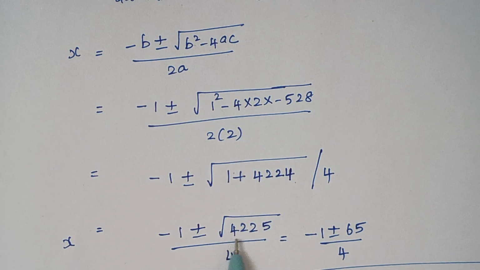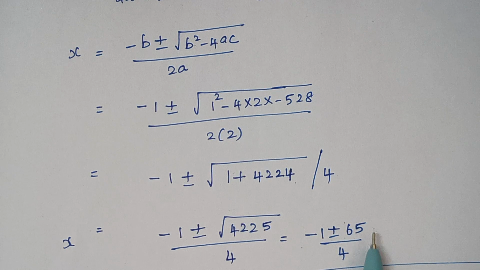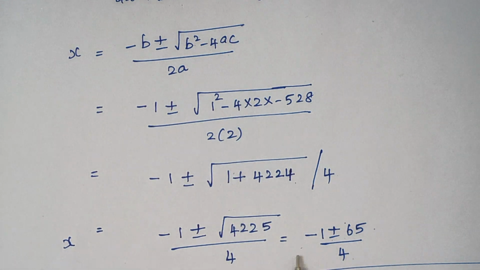So, the square root of 4225 is 65. So, minus 1 plus or minus 65 by 4. It's better to remember the square root of some bigger numbers, so it will be very easy for you. No need to waste time. Or else you have to find the square root by using the normal methods. Here I believe you people know how to find the square root. So, the value of x is given as minus 1 plus or minus 65 by 4.